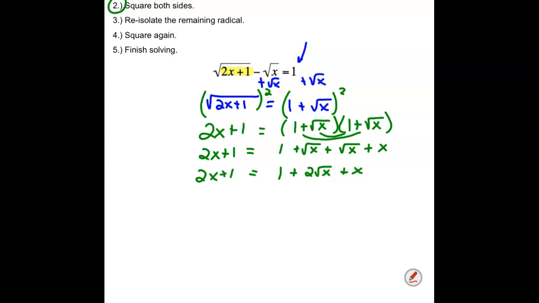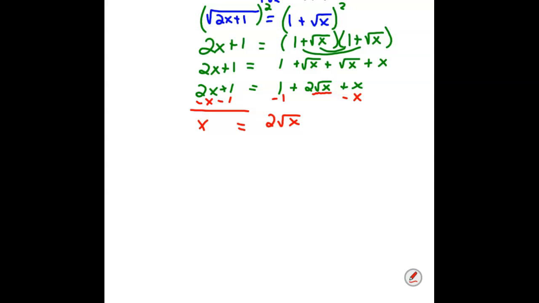Our next step is to re-isolate that remaining radical. So now we have a square root right here. We want to get that piece all by itself. So we're going to subtract the 1 to the other side. We're going to subtract an x to the other side. On the far left here, we get just a plain x left. On the right side, we just have the 2 square root of x.